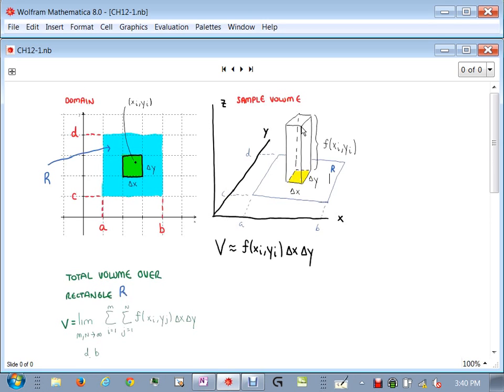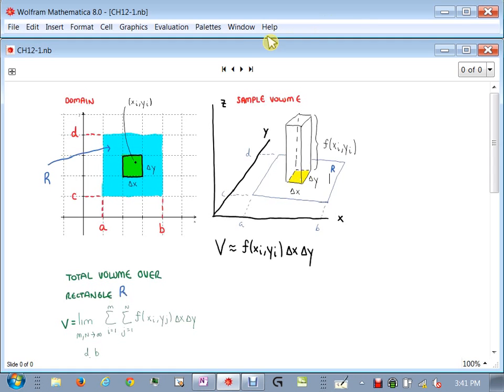I've been using this xi, yi, and no one has said anything about it, and I've been just kind of slipping past it as I've talked to you. No one has talked about what xi and yi mean. When I'm trying to figure out how tall this is, what point do I plug into the function? Could I plug in this corner right here? This one? This one? This one? Well, xi, yi turns out to be any point in that little rectangle.